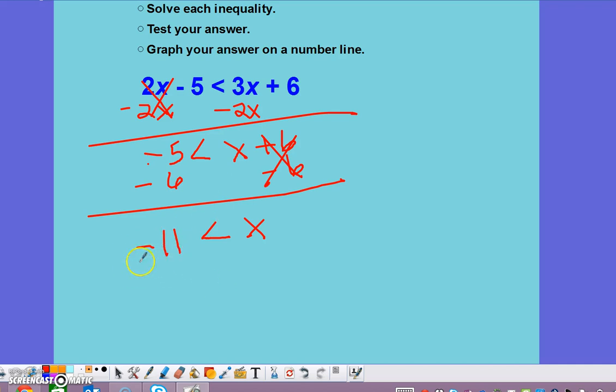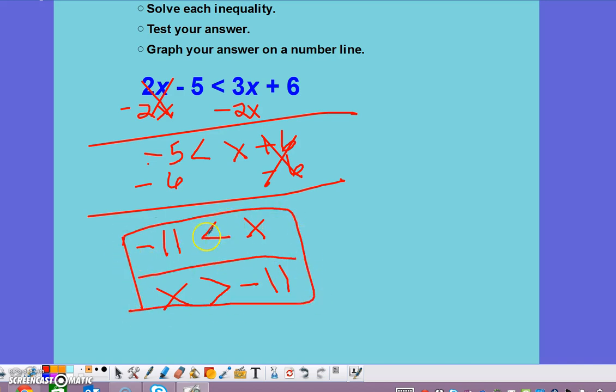So our solution is negative 11 is less than x, but remember we want to think of that as x is greater than negative 11. Notice in both of these, the symbol is opening up to the x, so that's another way you can check to make sure you flipped it properly. But again, we want to test this and then graph it.